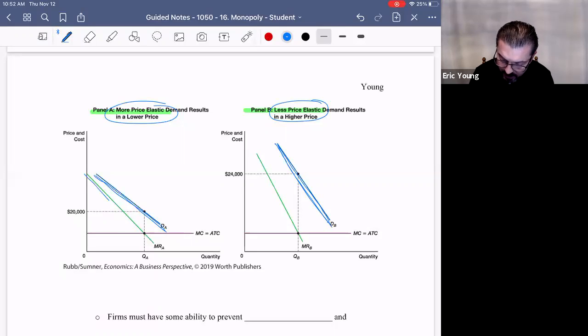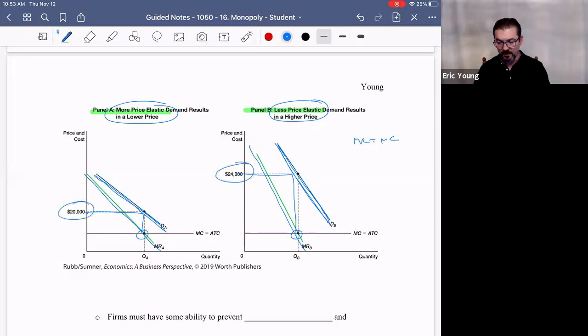You then see a corresponding MR curve underneath it. And if we simply do our old MR equals MC analysis, and we go up and over, it's pretty clear from the graph. It's also super intuitive to you, but it's pretty clear that if you have more price elastic, more sensitive, you're going to charge a lower price. Less price elastic, more willing to pay, you're going to charge a higher price. So you can see this on the graphs. You can also just think about it intuitively as well.